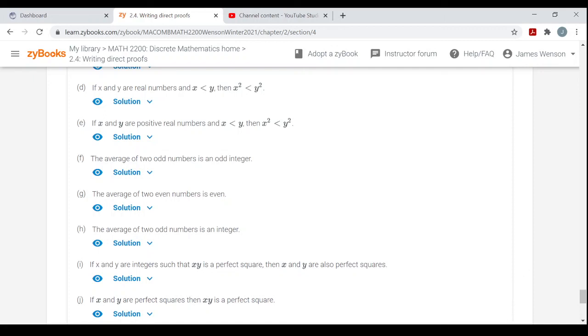Okay, so that's it for section 2.4, this introduction to writing direct proofs. Hopefully this video was informative, and my examples showed you what I'd be expecting you to write in a proof, especially in a direct proof. We start with the hypothesis, end with the conclusion. Hopefully you can use this as a nice little guide when you work on this stuff on your own. Let me know if you have any questions, of course, and thank you very much for watching.